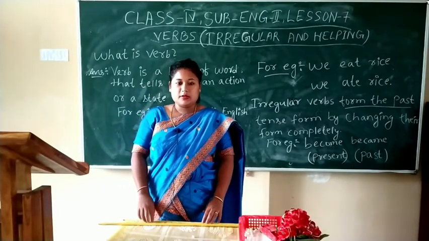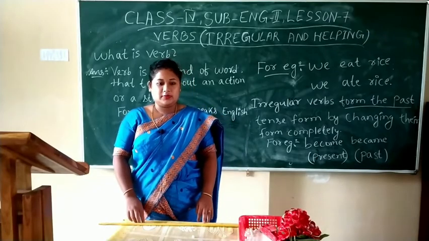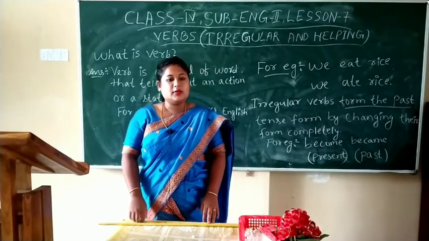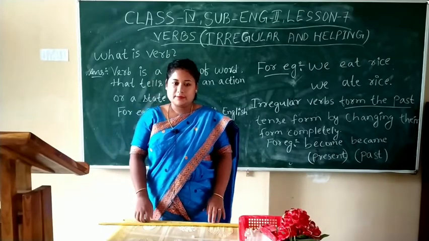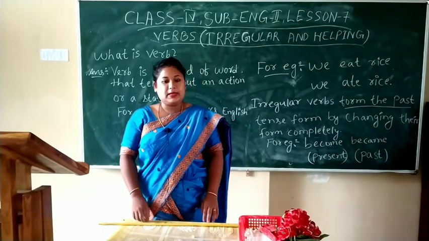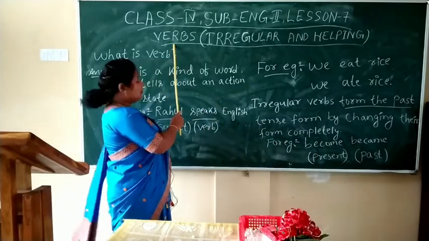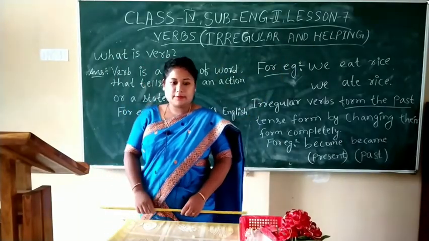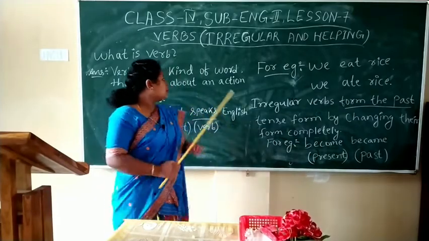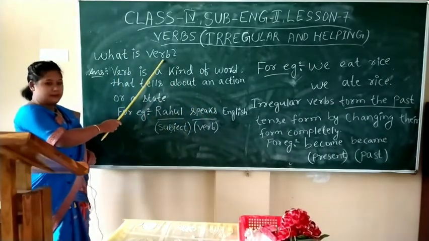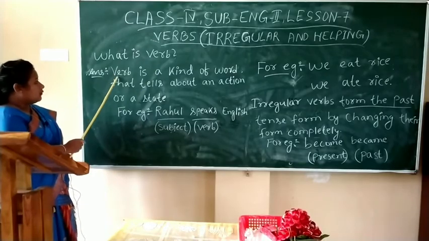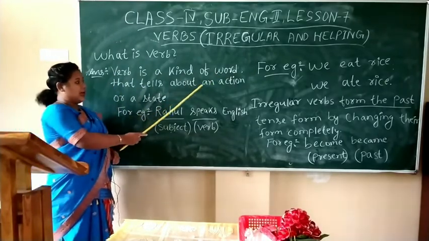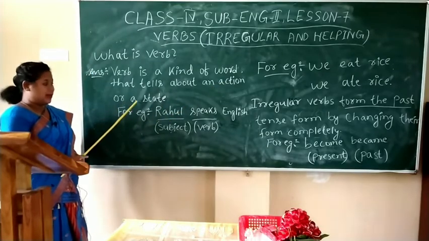Dear students, today I'm going to teach you lesson 7 from your English grammar textbook Grammar Gear of class 4. The topic is verbs, irregular and helping. First of all, let us learn what is verb. Verb is a kind of word that tells about an action or a state.